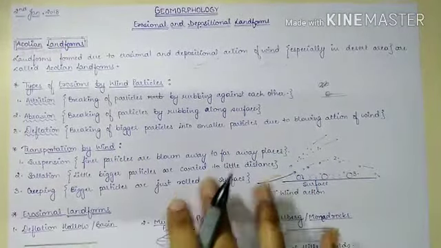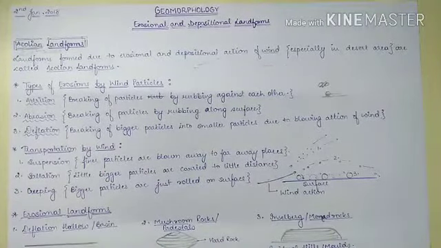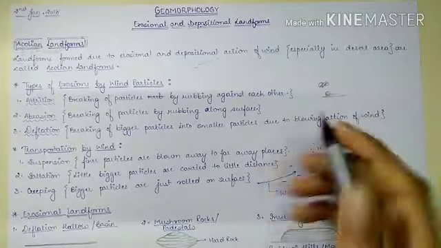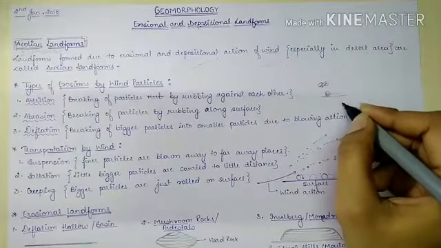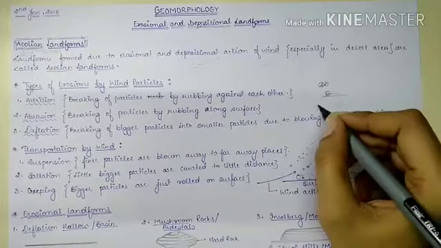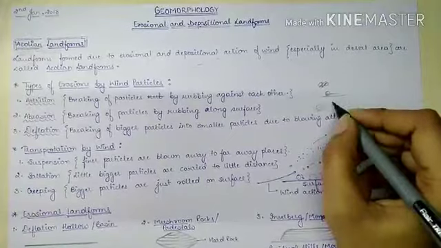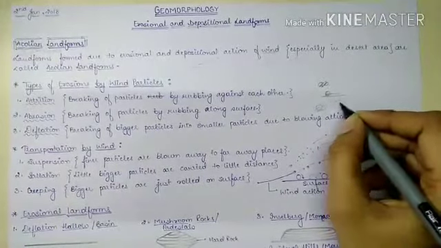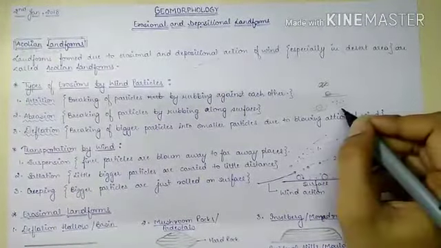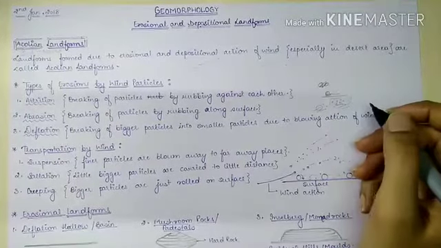And the last one is deflation. Deflation happens when the bigger particles are blown away and they are actually cut off. Okay, so this is the bigger particle and this is cut off by wind action, and small particles are formed. So this type of erosion is known as deflation.